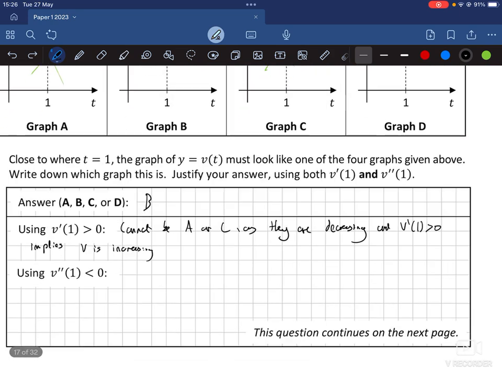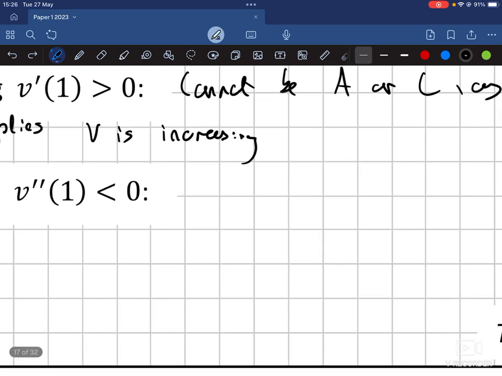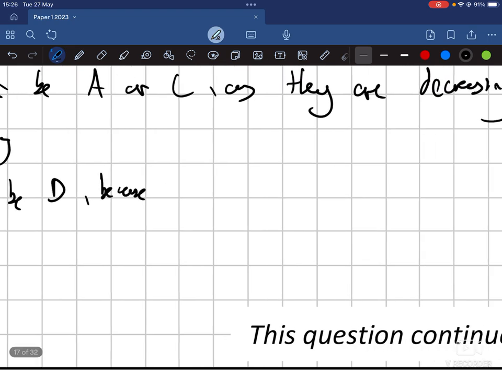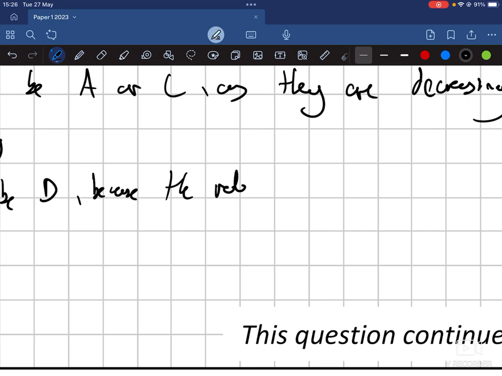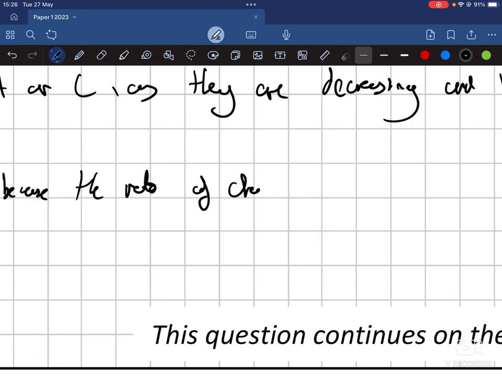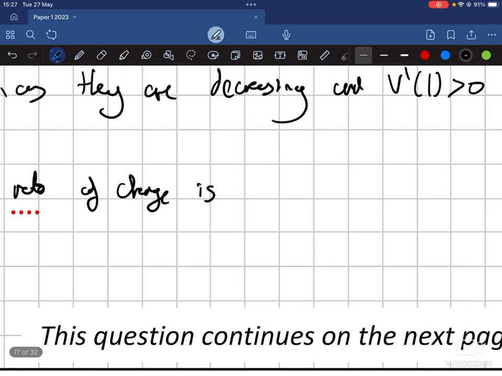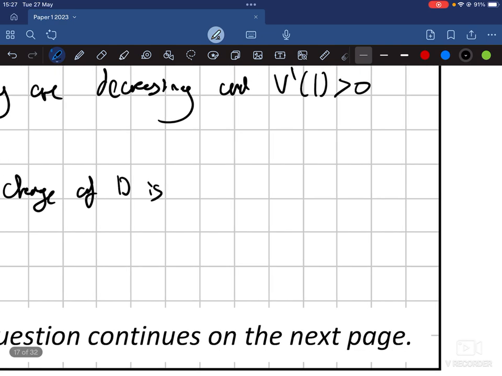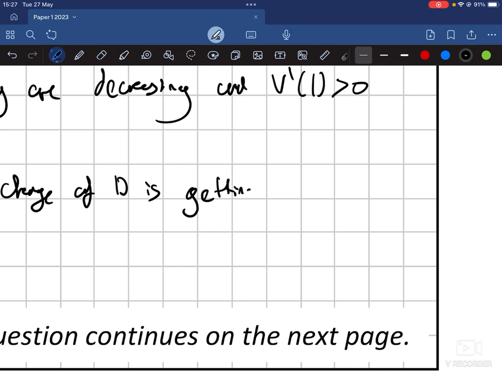So that's why we can't, and this is how we get rid of D. We say cannot be D because the rate of change is slowing down. It's negative. Well, I suppose we'll say the rate of change of D is getting bigger, not smaller.